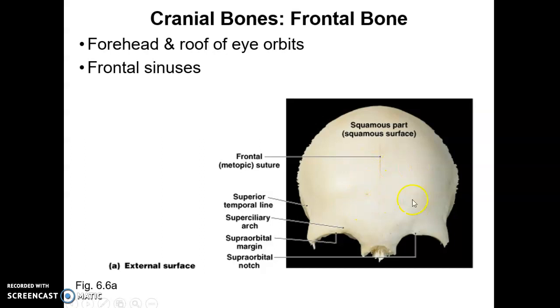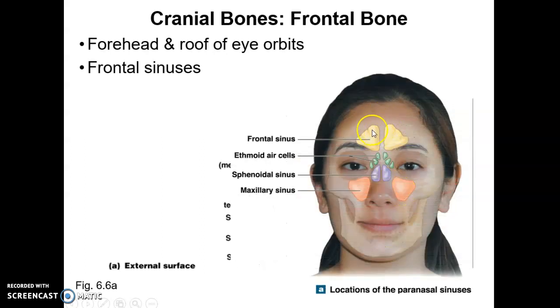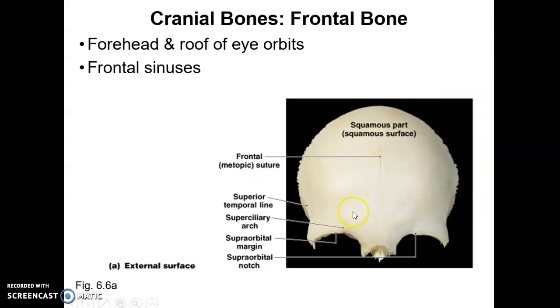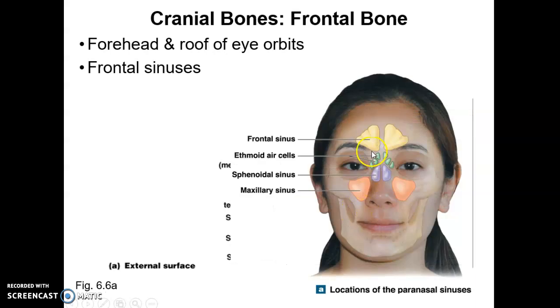Within it, there's the frontal sinus, as you see here, the frontal sinus within the frontal bone, right about here. And that sinus is continuous with the other sinuses and with the nasal passages or nasal cavity.